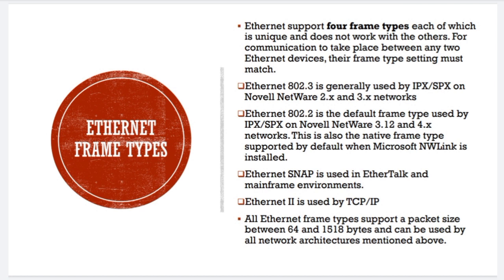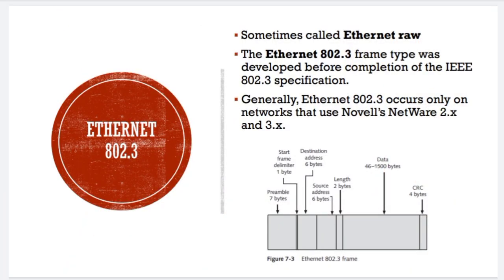All Ethernet frame types support a packet size between 64 and 1518 bytes and can be used by all network architectures mentioned above. Ethernet 802.3, sometimes called Ethernet Raw. The Ethernet 802.3 frame type was developed before completion of the IEEE 802.3 specification. Generally, Ethernet 802.3 occurs only on networks that use Novell NetWare 2.x and 3.x.